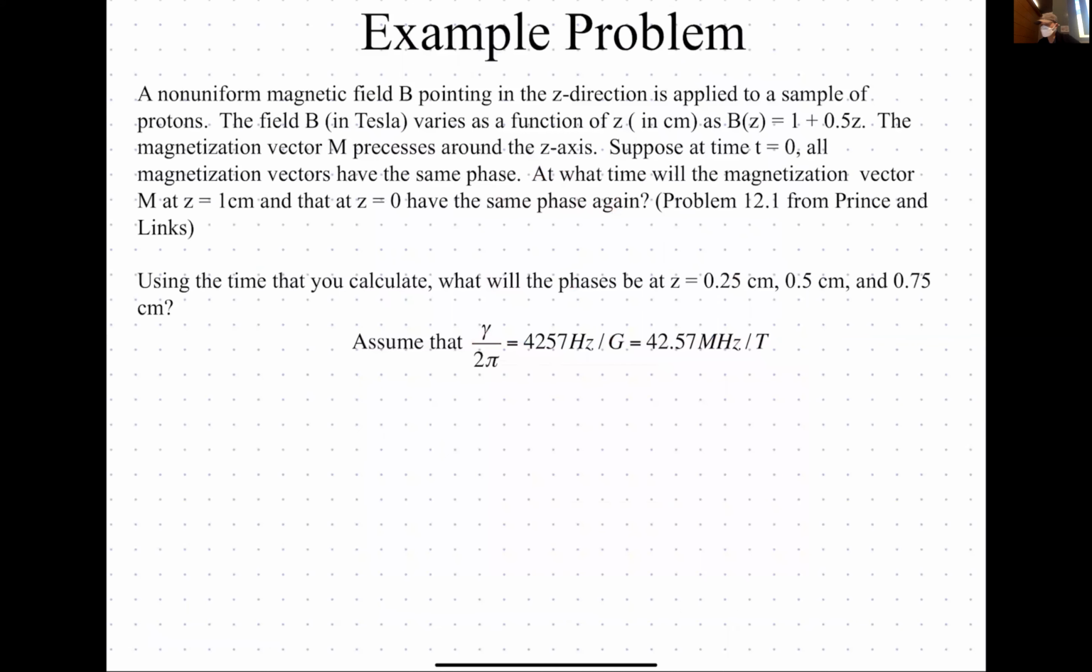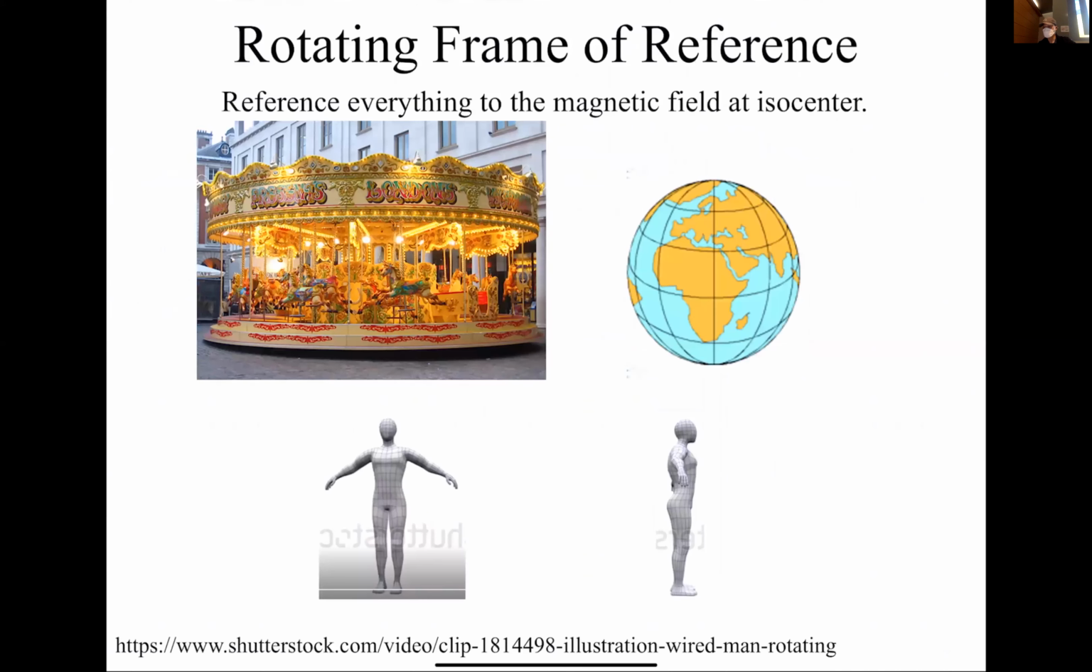Okay, I think in the interest of time, we're going to skip over this problem today, and we'll come back to that next time, because I want to just give you a sense of how the MR works.